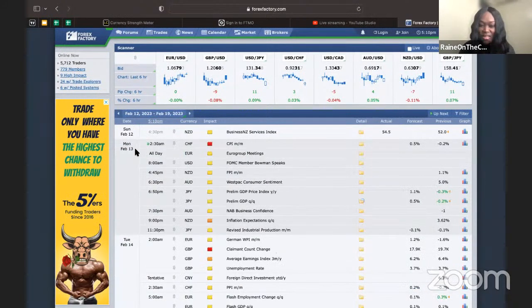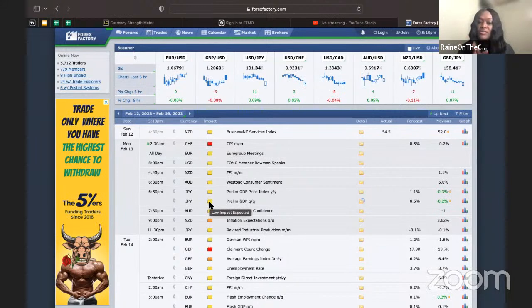Next thing will be Monday, and we see 2:30 a.m., and this is Eastern Standard Time. The time is going to reflect whatever your time zone is, where you are. So we see the Swiss franc is going to have a red folder at 2:30 a.m. today. So anybody who likes to trade the Swiss franc, you want to watch that at 2:30 a.m. But that's the only red folder today.